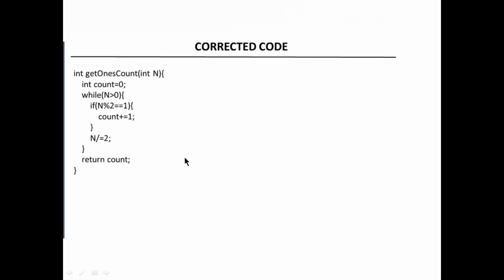Observe the code everyone, the corrected one. Count value 0, n modulus division of 2 double equals to 1, n equals n divided by 2. So if we make these three changes, then you'll get the correct one, guys.